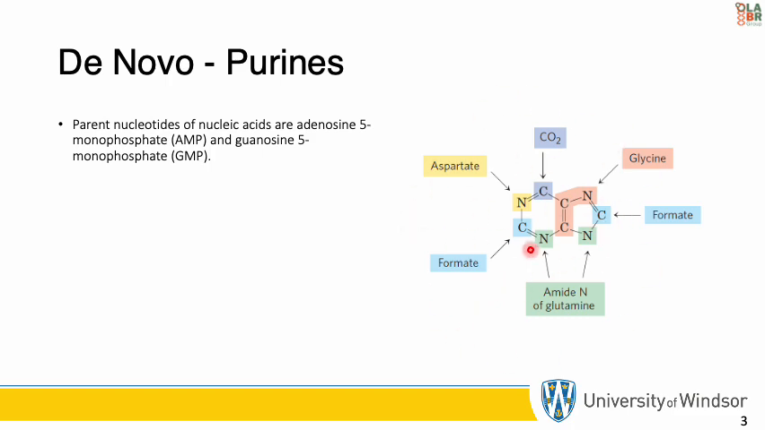Right here, we show the origins of the carbons and nitrogen atoms of the purine ring system. You can see that we have a couple of nitrogens, amide N of glutamines, being donated right here. We have this carbon over here donated by formate. We also have this structure over here donated by glycine. This single carbon over here is donated by CO2, this single carbon over here by formate, and this single nitrogen over here by aspartate.